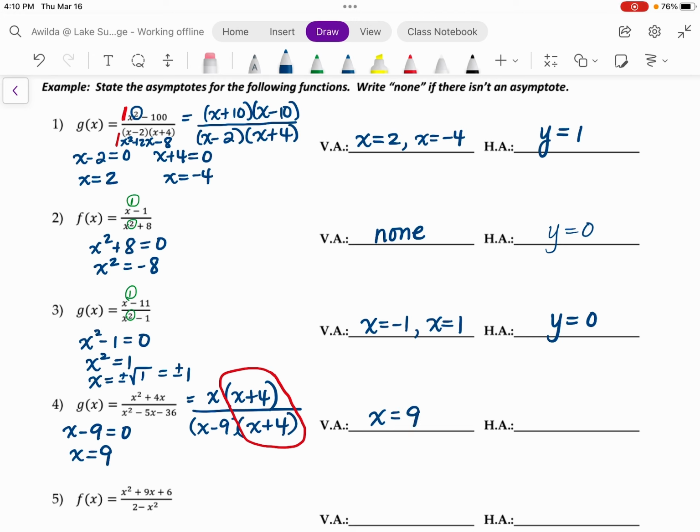For the possible horizontal asymptote, let's compare the degree of the numerator to the degree of the denominator. We see that the degree of the numerator is 2, and that matches the degree of the denominator, which is also 2. That means that we will have a horizontal asymptote where we have y equals a over b, where a is the leading coefficient of the numerator and b is the leading coefficient of the denominator. In both of these cases, an implied 1. That means that the horizontal asymptote will be y equals 1 over 1, which is just 1.